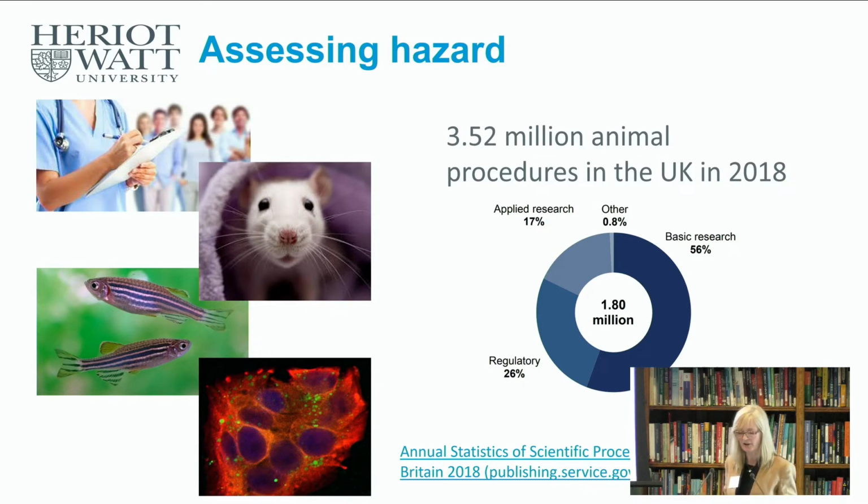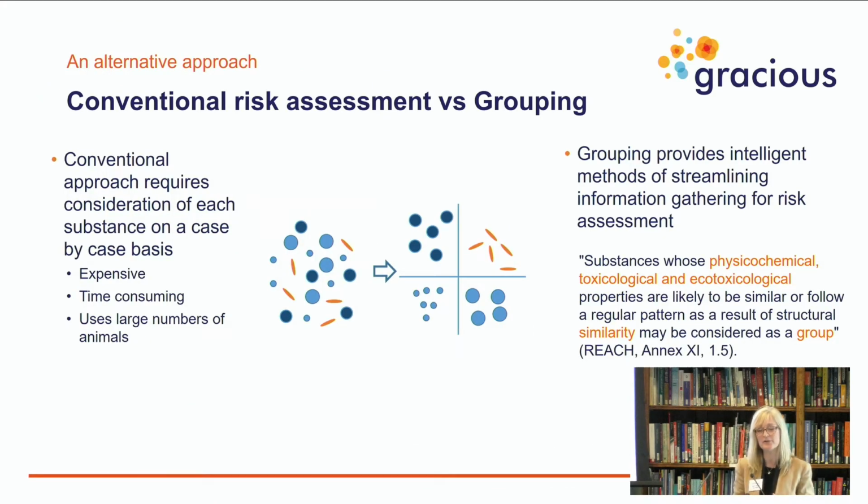In the UK alone, in 2018, there were 3.5 million procedures on animals registered just in the UK, and a quarter of those were for regulatory purposes. So you can see, if we were to assess the hazard of all of those materials using animals worldwide, that would be ethically difficult to justify, would cost a lot of money, and it would take a lot of time to do it. And so the European Chemicals Agency allows you to group substances together for the purposes of considering risk, but they have to be similar to each other.